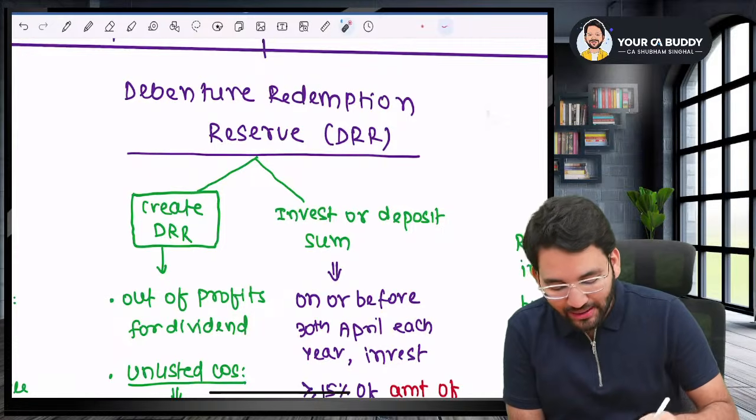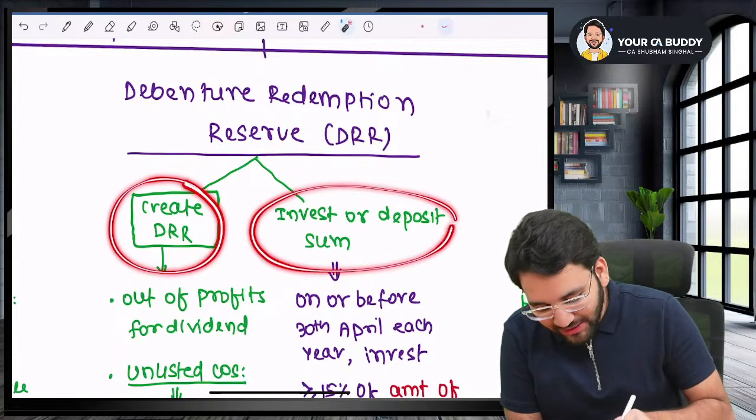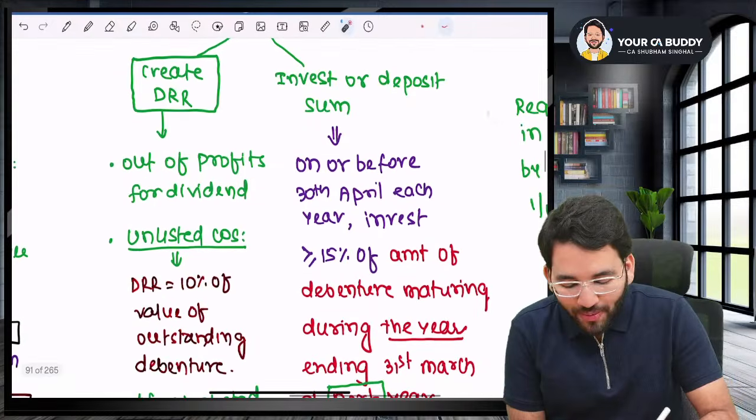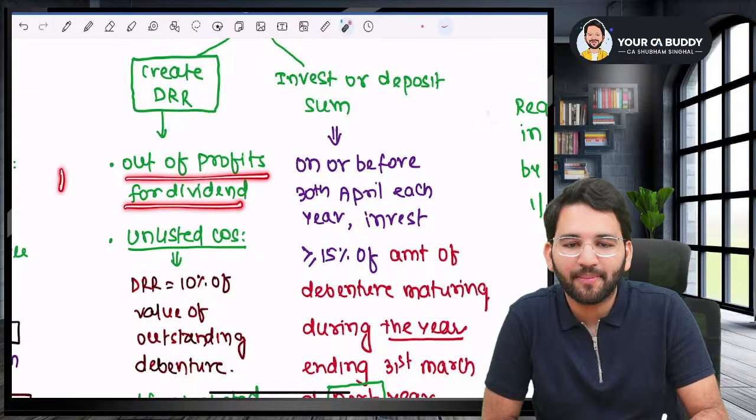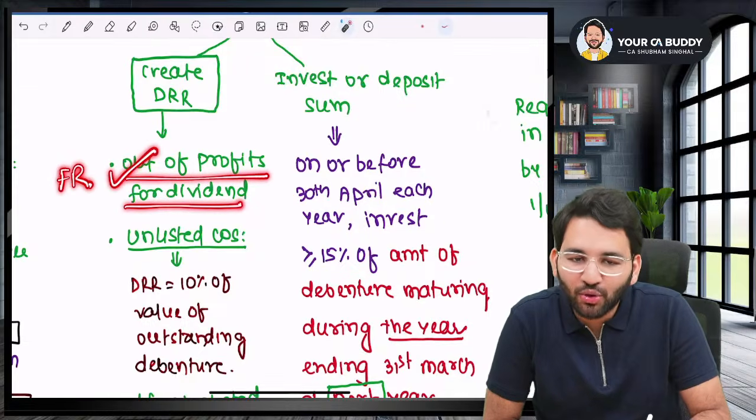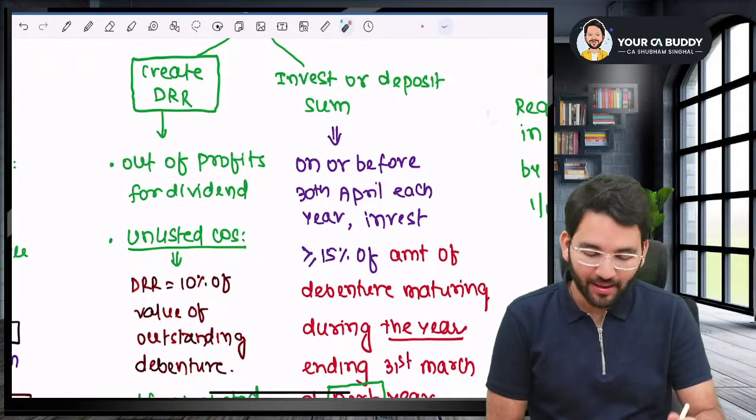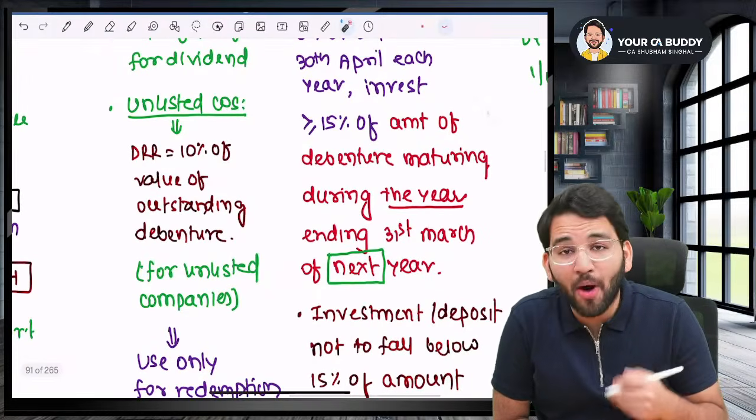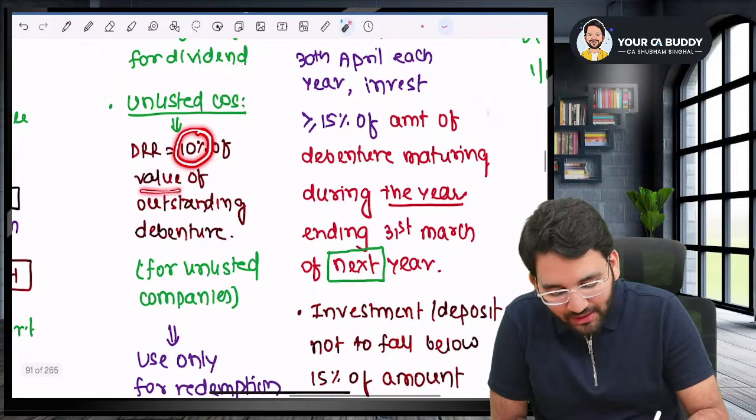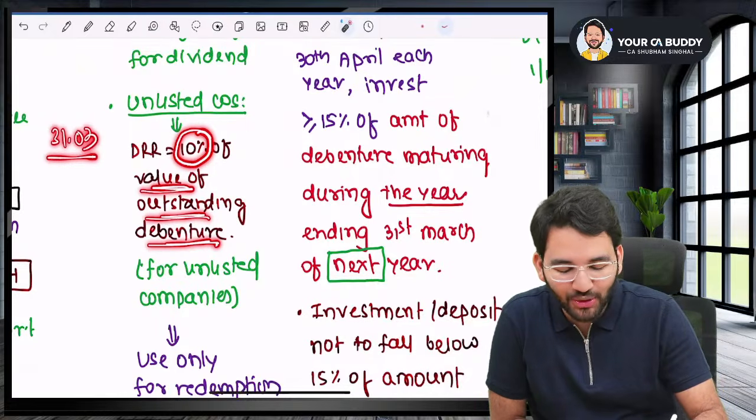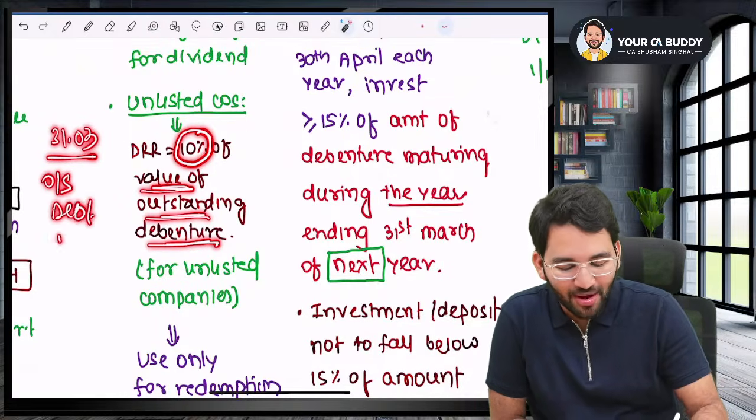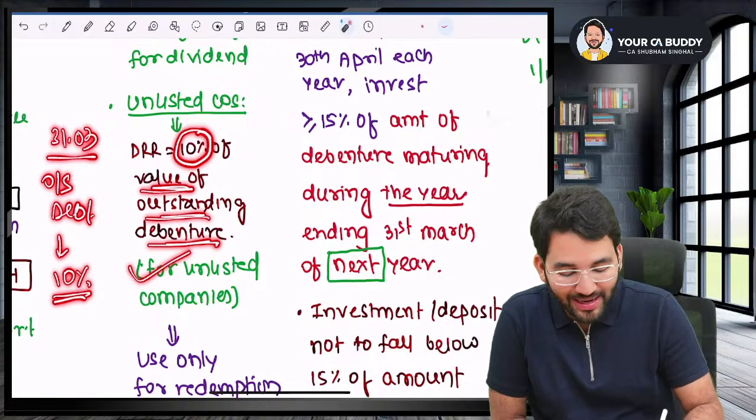You have to create a debenture redemption reserve and you have to invest or deposit such sum. Sir, how much DRR will you create? Sir, DRR will be created out of profits for dividend. Basically, free reserves. Okay. You'll use free reserves to create DRR. And what will be the amount of DRR? It will be 10% of the value of outstanding debentures. On 31st March, you will say what is the outstanding debenture. Of that, you will take 10% and you will create DRR.